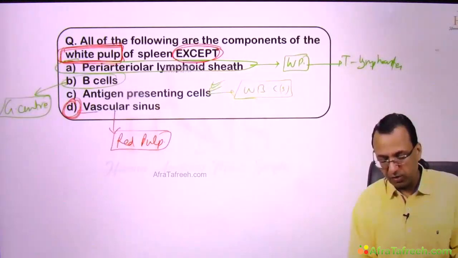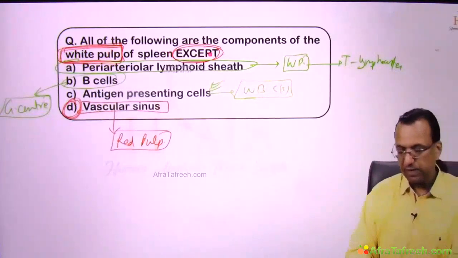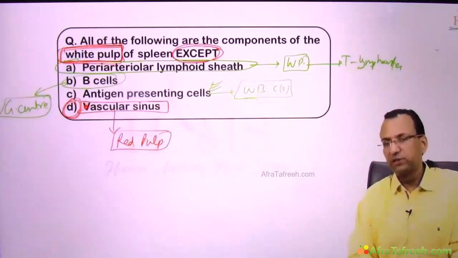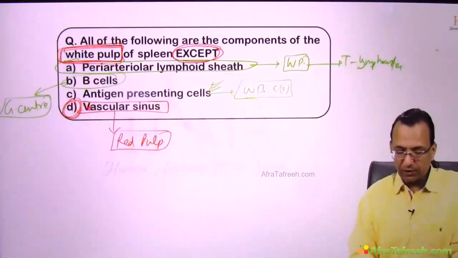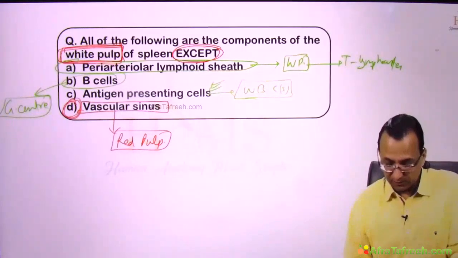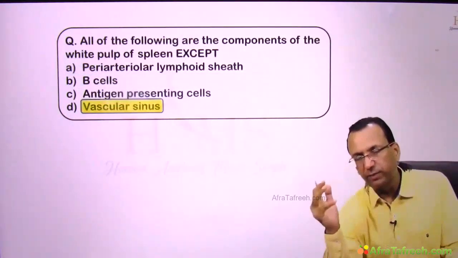So the answer is vascular sinus. It is a question asking all is white pulp except, and the answer is vascular sinus, splenic sinusoids basically. And splenic sinusoids belong to red pulp. That is how you reach your answer. Now, once you say this is your answer, fine. This is red pulp, fine.